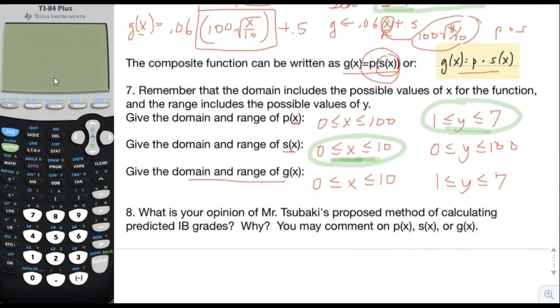And finally, number 8. What is your opinion of Mr. Tsubaki's proposed method of calculating predicted IB grades? Why? So you can choose and criticize or comment or tell me why it's good or bad, my system. You can choose to talk about either P, S, or G. Whichever one you think is good or bad, just tell me why you think it's good or bad. Okay? And I do have a function like this to find your predicted IB grade, although it's not like this. Okay? So, that's it.